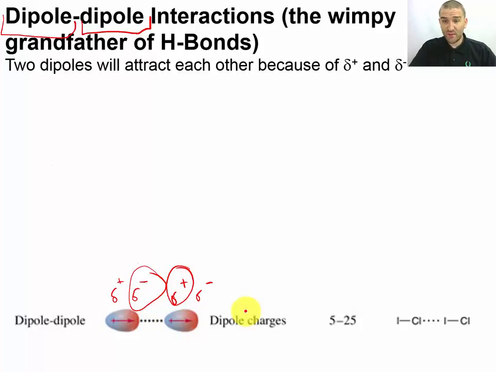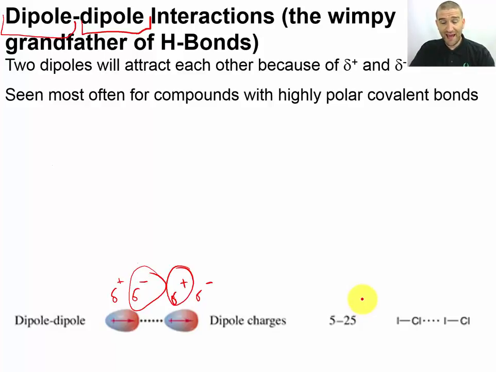That stickiness is going to be worth 5 to 25 kilojoules per mole worth of stability, and that's a pretty good amount of bonding. Not quite as much as a covalent bond, but a significant portion. This is going to be something that happens a lot when you've got a really polar covalent bond on this side and another very polar covalent bond on the other side. In that case, you're going to be able to have a dipole-dipole interaction.